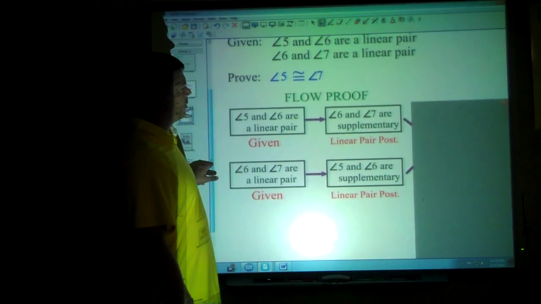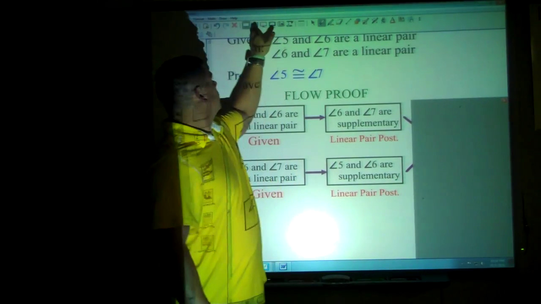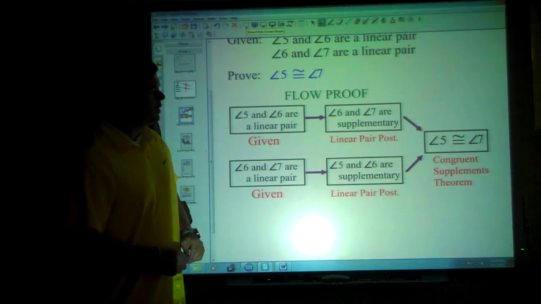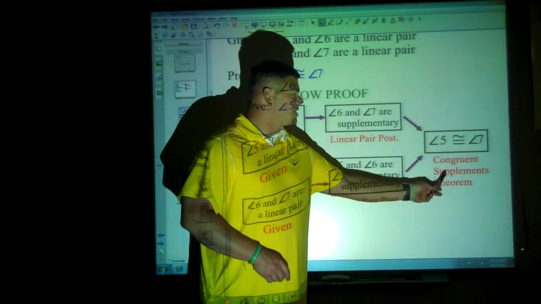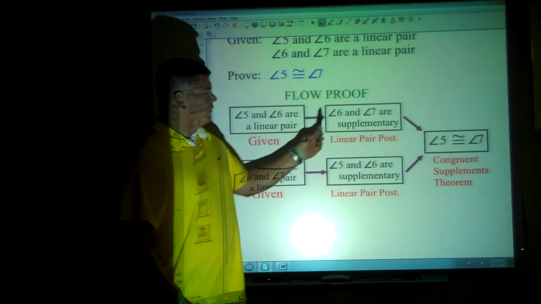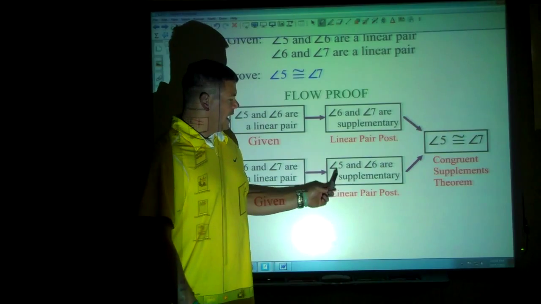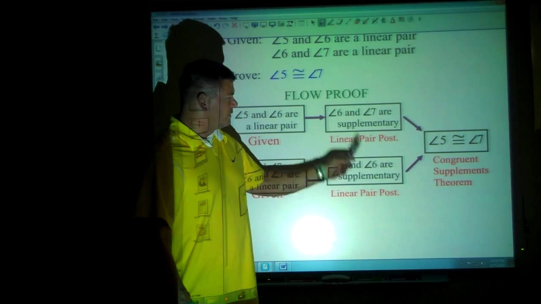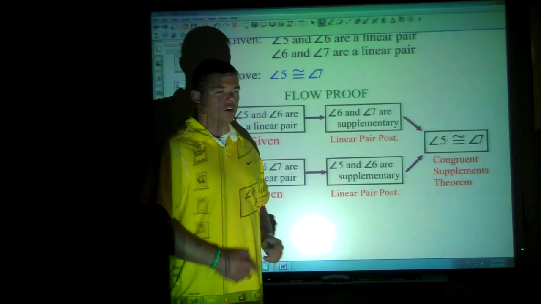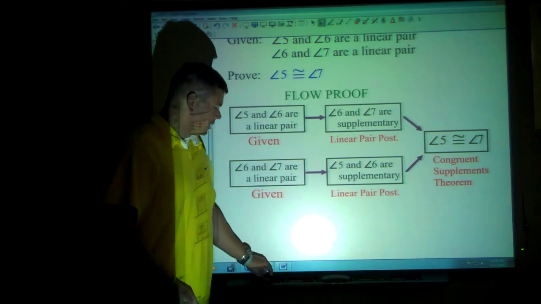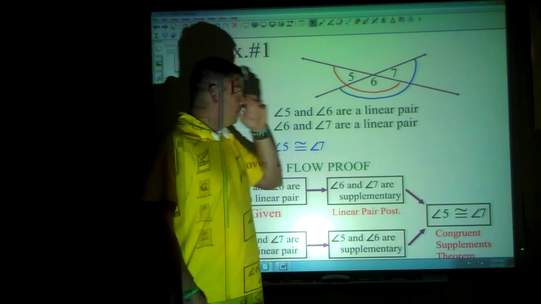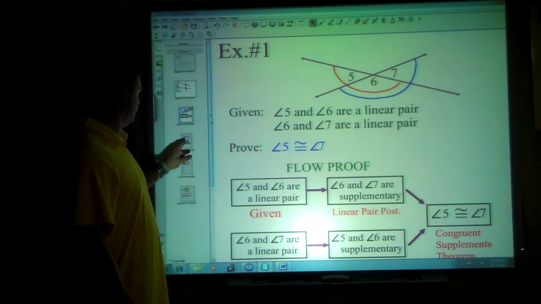And so the last bit of our flow proof would be that angles 5 and 7 are congruent because of the congruent supplements theorem. If you recall that theorem from the other day, we were stating that if we have two that are supplementary and another two that are supplementary, but one of the angles is shared in both of them, then the other two have to be congruent to each other. Thus, proving that these vertical angles are in fact congruent.